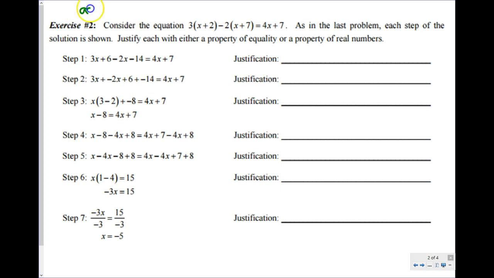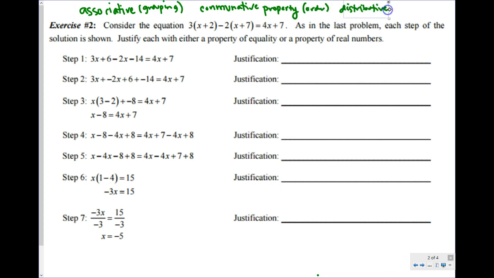We have the associative property, which is like your grouping property, basically. It talks about grouping. Your commutative property is basically saying that order doesn't matter. And you have your distributive property, which is like saying you can distribute things. Distributive also includes factoring. So when we do backwards distribution, that's also considered a distributive property.